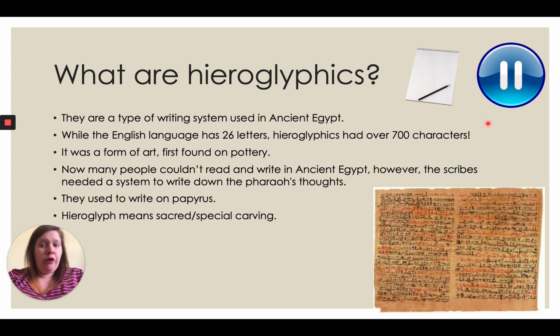We've learned about a lot of people in the hierarchy in ancient Egypt, and not many people could read or write, but the scribes needed a system to write down everything. So all the tax, what the pharaoh's laws were, the orders. So this is what they used, hieroglyphics, and they used to write on papyrus. And this little picture here is an example of papyrus and the ancient hieroglyphics.